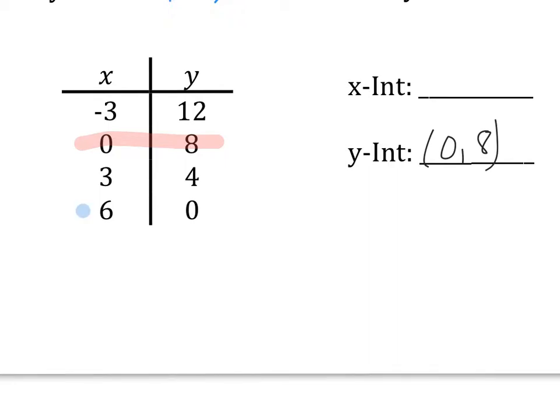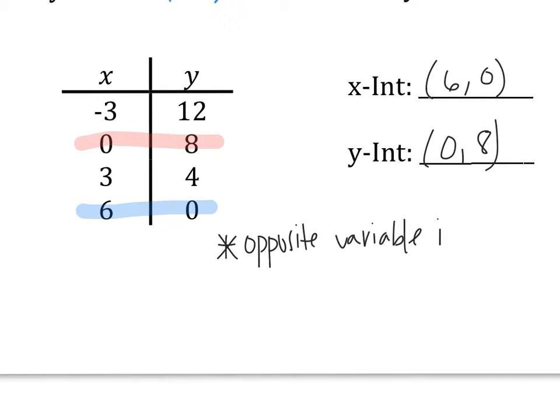Now the x-intercept is when y is 0. So here the x-intercept is 6. And again, I'll write that as an ordered pair: (6, 0). Oftentimes it can get mixed up, where you think, when x is 0, what's y? So sometimes students think, oh, the x-intercept is 8. Nope, you have to remember, it's when the opposite variable is 0. Sometimes that can be easily mistaken. Don't get those two mixed up, and don't forget ordered pair form.